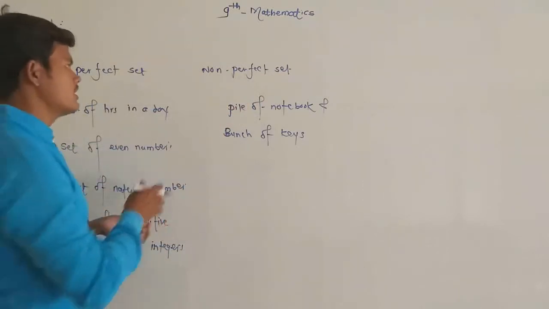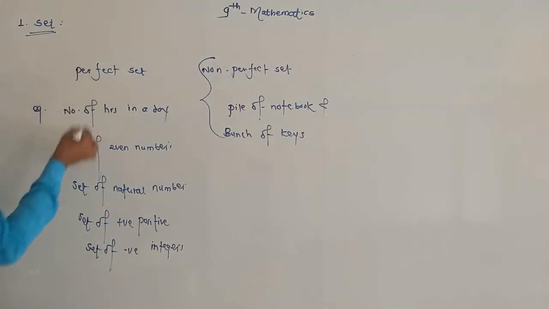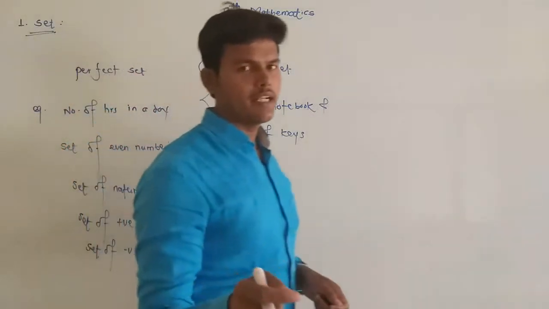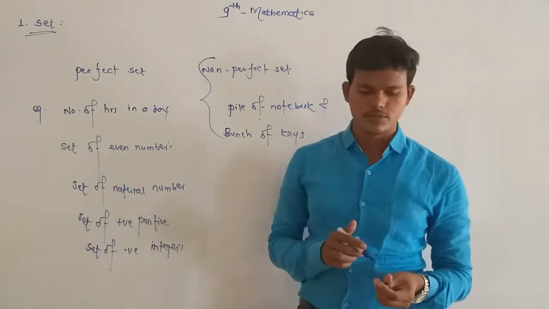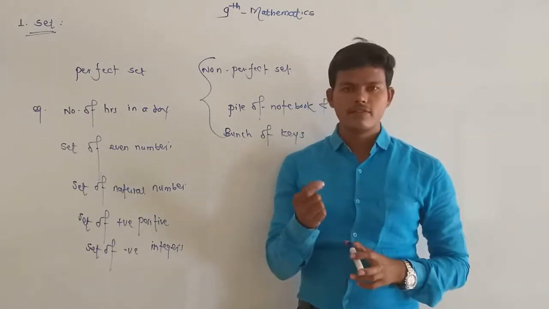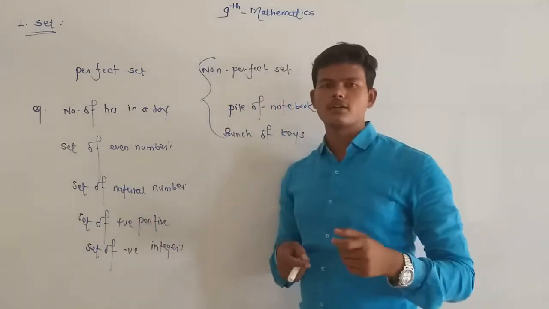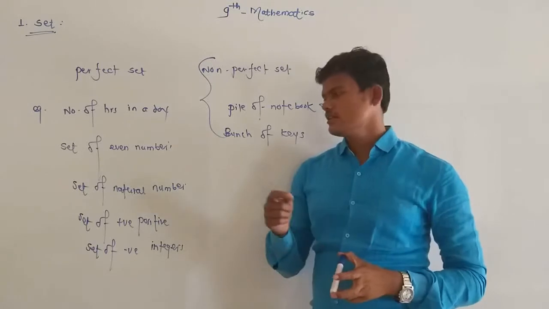So we are not considering examples of non-perfect sets; we are considering only examples of perfect sets. That means a set is a collection of well-defined objects, or it can be defined as: if we can definitely and clearly decide which objects are part of a set, then it is called a set.